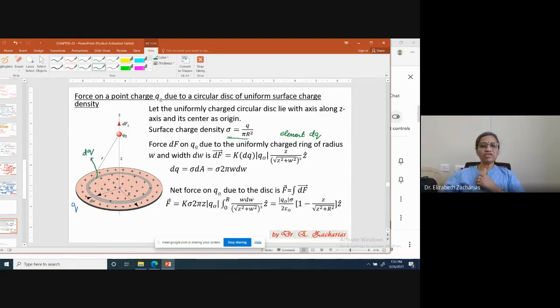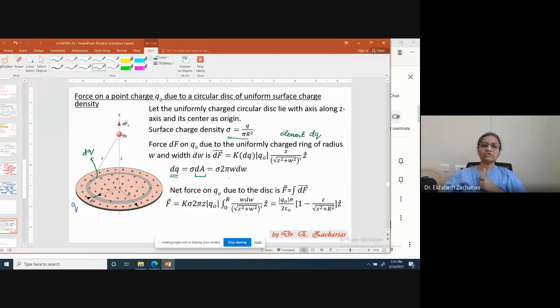Next, we have to say something about this ring. Let us say that this ring has a width dw and a radius w, and it is carrying a charge dq. Let this ring be at a slant height r, small r, from q naught. First thing you do is write your dq. dq is going to be sigma into dA because it's a surface charge distribution. The ring itself is a surface.